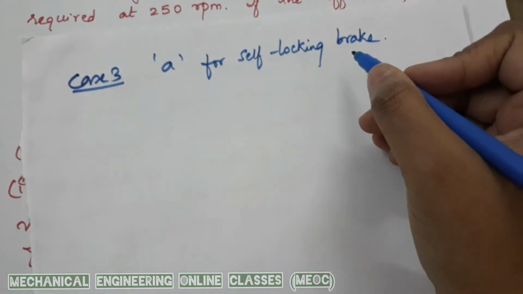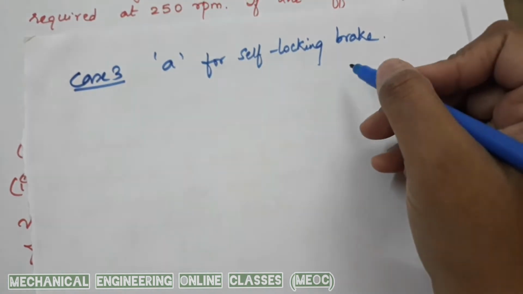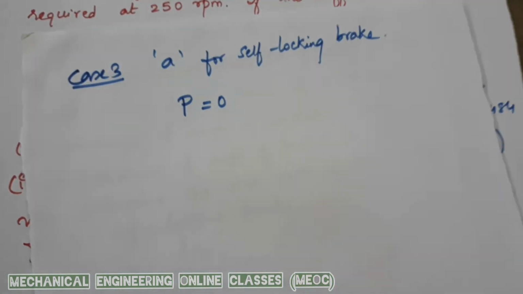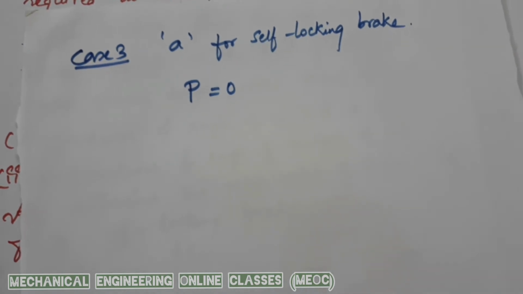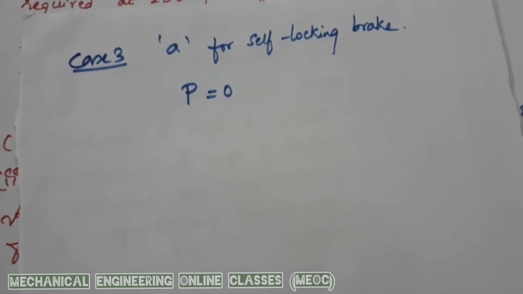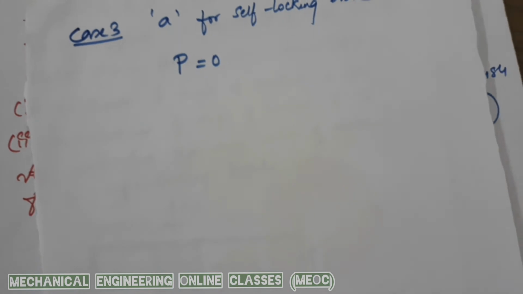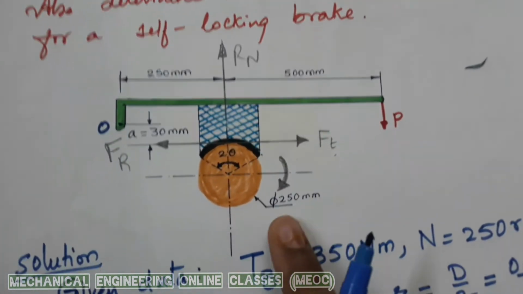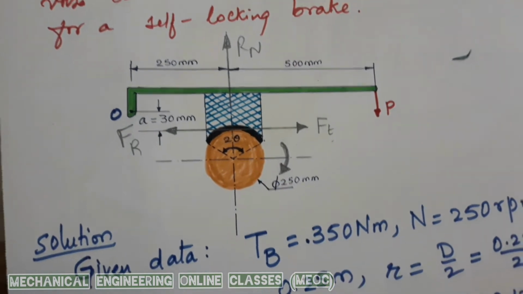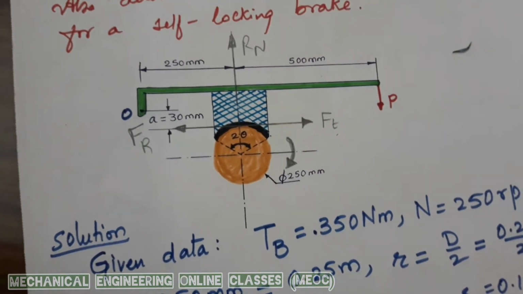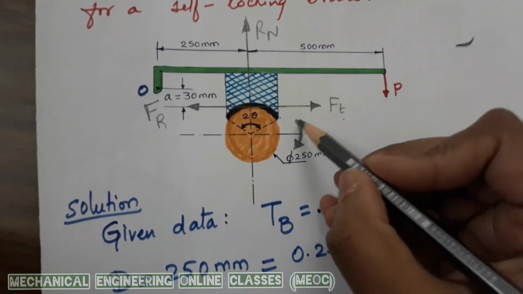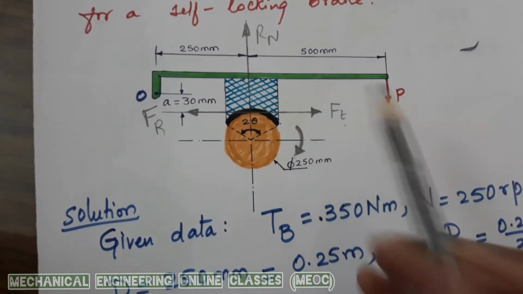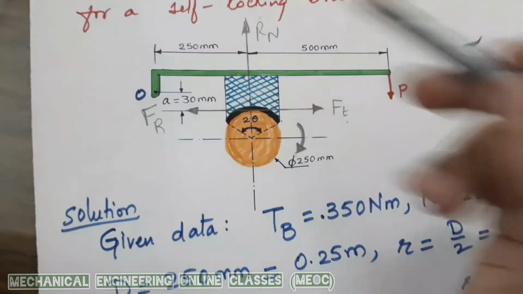But we know that for a self-locking brake, the applied force P will be 0. So let us see which case must be applied here, that is, whether the drum is rotating clockwise or anti-clockwise. So if we observe this, this is one case where we are assuming that the drum is rotating in clockwise direction. So for that, the tangential force will be rightward. Normal reaction is always upward.